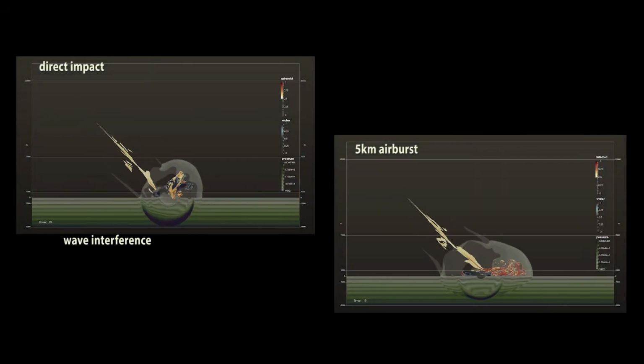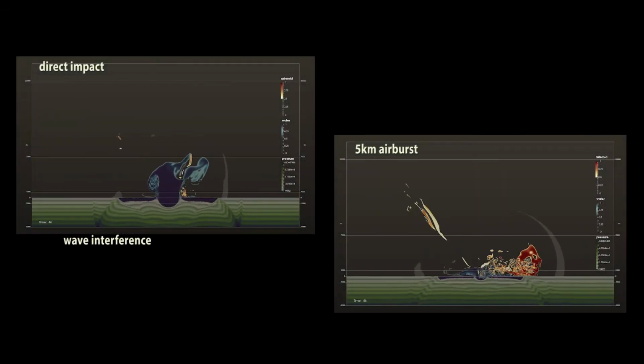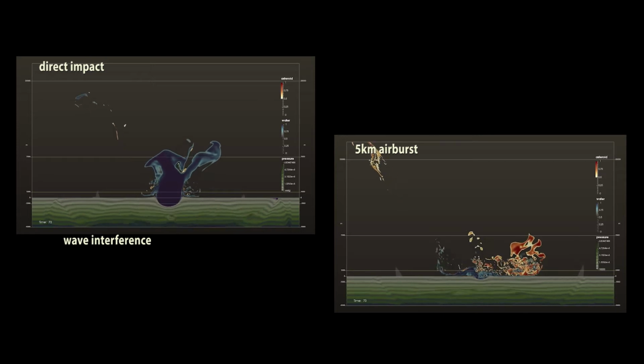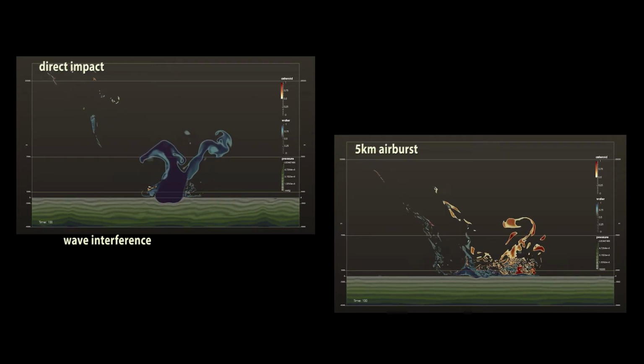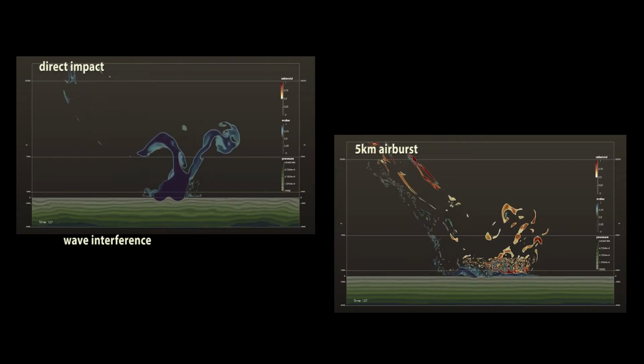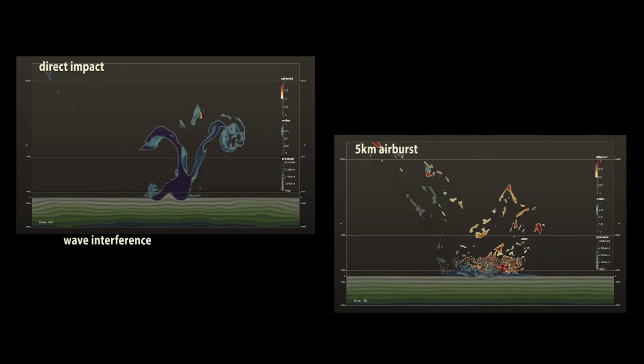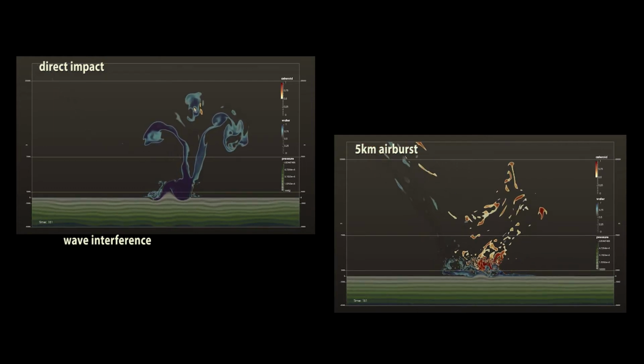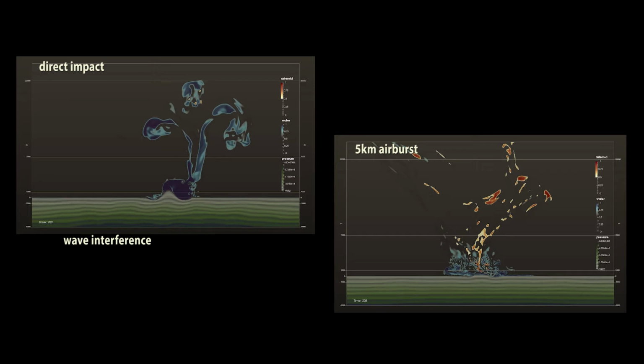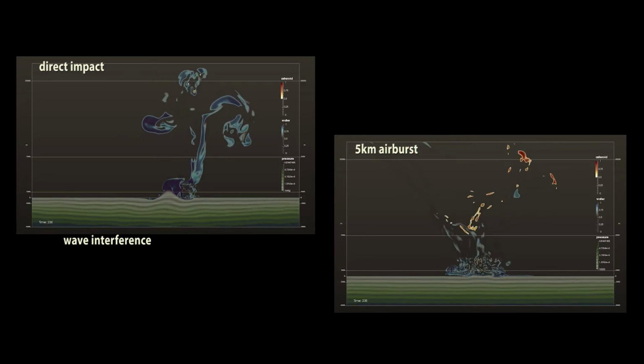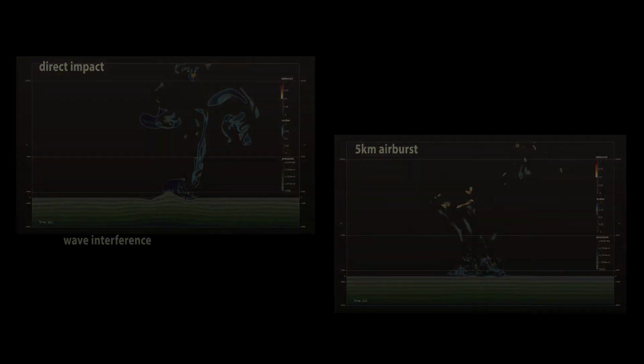Interestingly, there is a stronger wave interference in the direct impact simulation, but such an impact is more likely to create a tsunami because of the greater height of the splash. This may indicate that a tsunami is more likely to be formed during a direct impact than an airburst. Previous simulations had led us to believe that the opposite was true.